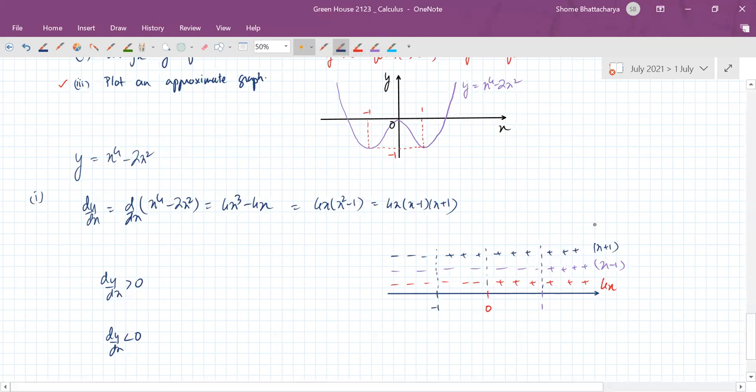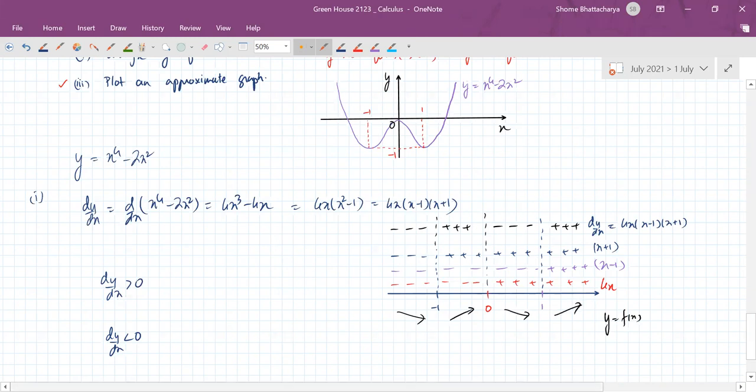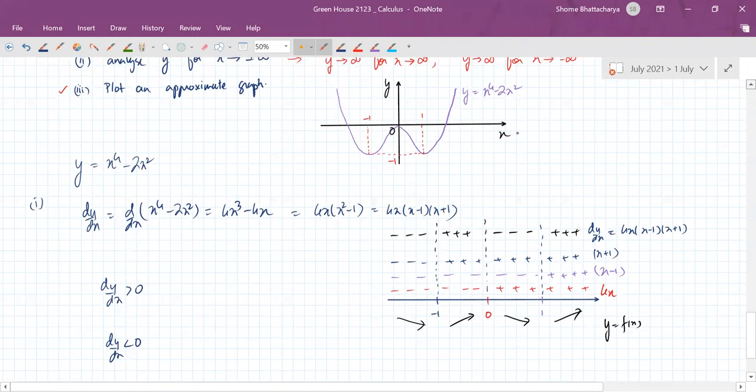So now we come to dy by dx, which is the product of all these three. In this region, you can see that dy by dx is the product of three positive terms, so it's positive. In this region, it's positive into negative, so it's negative. Again, this region, it's positive. This region, it's negative. Okay. So now I can say about the function. The function will be decreasing here, then increasing here, then again decreasing here, then again increasing. So that's how I came to the answers for this.